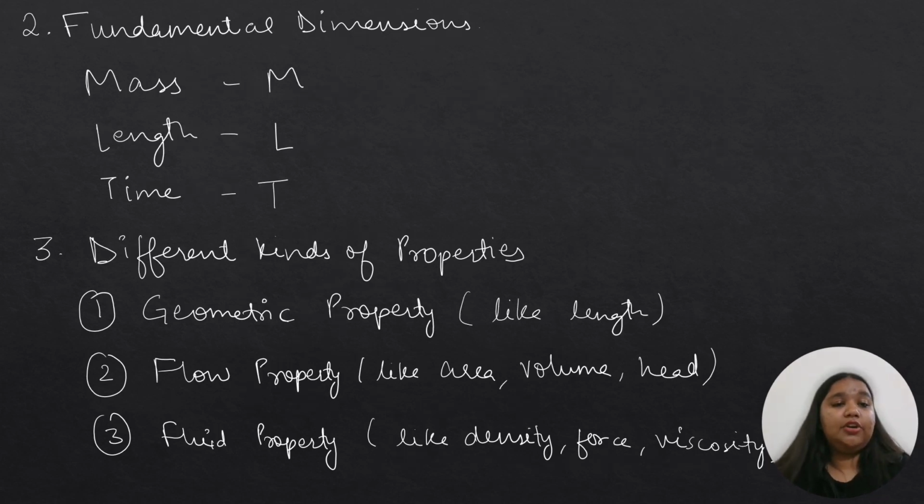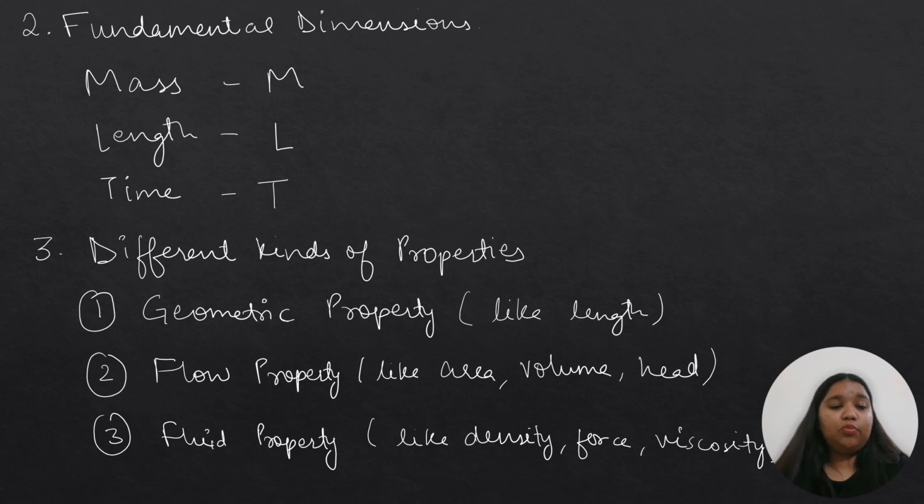Then our second topic is fundamental dimensions. The three fundamental dimensions are mass, length, and time. Mass is represented by capital M, length by capital L, time by capital T. The different kinds of properties are geometric properties, which cover length, L, diameter, D, and the dimensions like this, and properties like this.